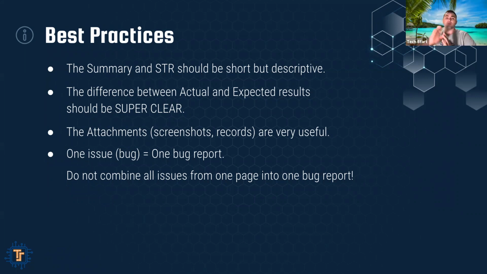There is no need to add more information in the summary. No, summary should be short and descriptive. If you need to add more information, add it under the actual result or under the steps to reproduce, if you need to add some specific details on how to reproduce the bug, but it should not be in the summary. Steps to reproduce, also, you don't have to mention every tiny detail.